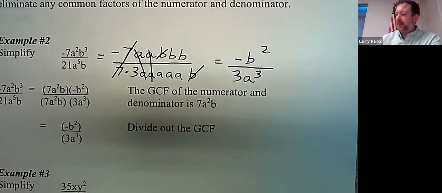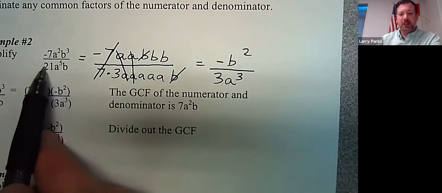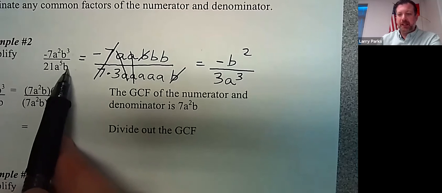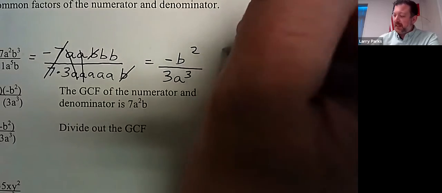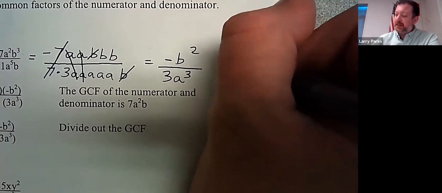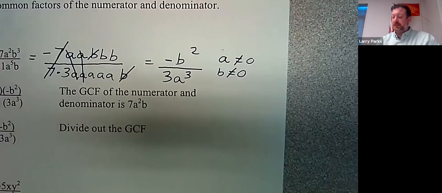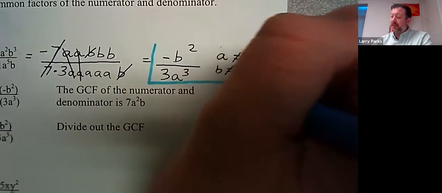Now I need to also put down excluded values. If A is 0, then this whole thing becomes 0. If B is 0, then this whole thing becomes 0. So I would say A cannot equal 0. B cannot equal 0. And this would be my simplified expression.